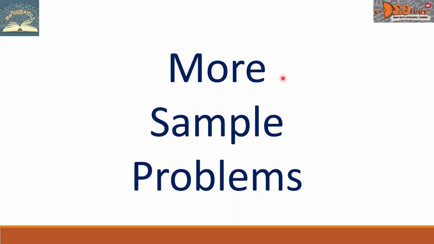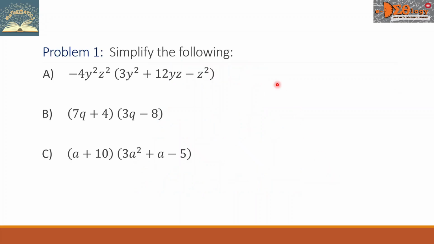Let us have more sample problems. Problem 1, simplify the following. We have here three expressions. Let's begin with A. This is multiplication of a monomial by a trinomial. We're going to do the distributive property here. That means this monomial we will multiply to each of the terms of the trinomial inside the grouping symbol.